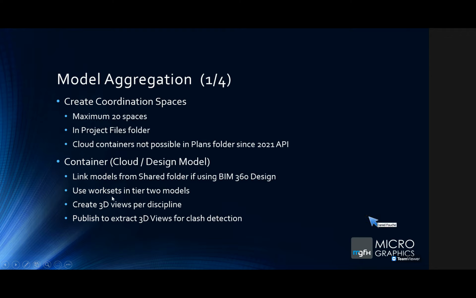Okay. And then we've got the shared folder. So if you don't know what that is yet, within BIM 360, that is where we share packages, and automatically those files will be put into the shared folder. I'll try and explain that in a moment. And then what we do is we use that container file to create some 3D views per discipline and then publish and extract the views for clash detection. So we've got some videos lined up that will explain this.